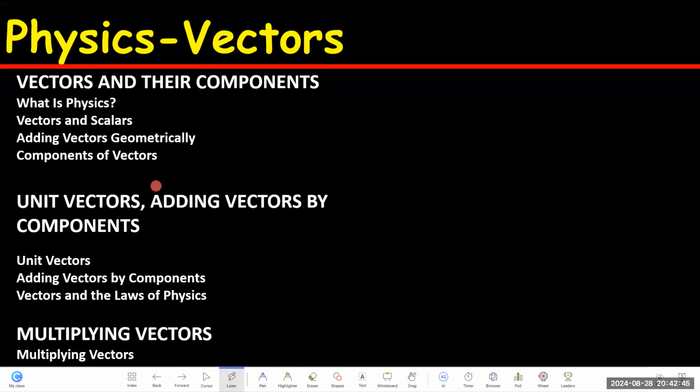The first thing we're going to talk about is the physics behind vectors. The other thing we're going to talk about is vectors and scalars. What are the differences? Then we're going to talk about how we can add vectors graphically or geometrically. And we're going to be talking about vector components. Then the second thing, we're going to jump to the second side. We're going to use vectors to add vectors mathematically.